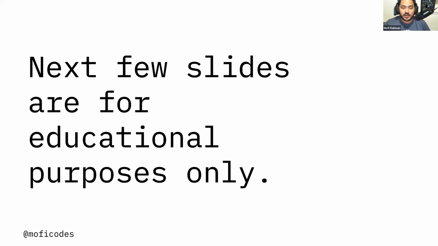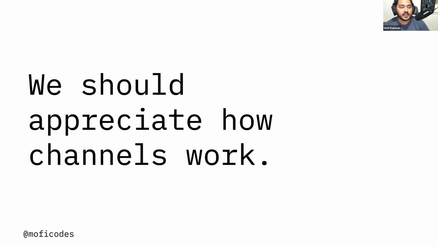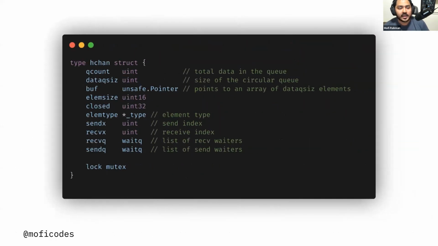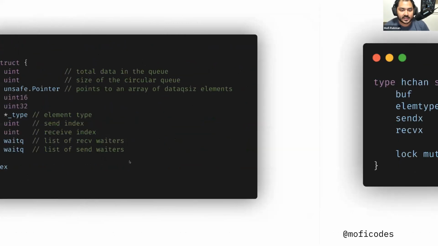And there is a great talk I will link at the end by Kavya, who goes into great detail about how channels work. So if I misspeak about any of this, which is very possible, it does a lot of crazy things. Anyway, we should appreciate how channels work. The channel that we create is basically a type hchan struct. So every time you make a channel, you get yourself a pointer to an hchan struct. One of the things you're going to notice here, I'm going to get rid of most of the things in this struct.